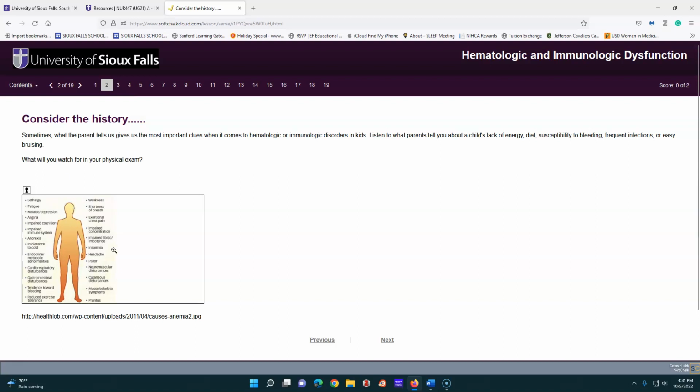So bruising could be a big thing. Bleeding, different stages of bruising, looking for signs and symptoms of infection. You can have all these types of things. Headache, kidney pain, bone pain. We'll talk about all this here in a little bit.